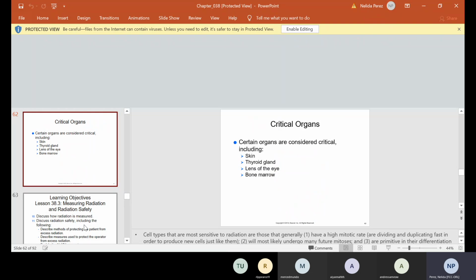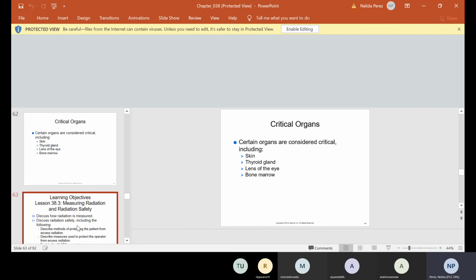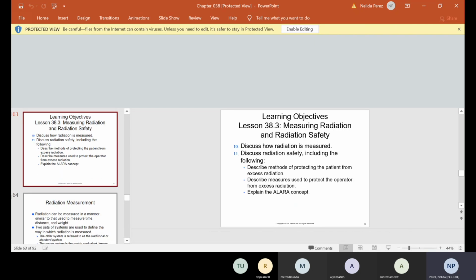Critical organs, we mentioned these already on that little diagram: your skin, thyroid gland, lens of the eye, bone marrow. Most patients are worried about the thyroid. That is true, and I mentioned to you yesterday that some offices have the lead apron with the thyroid collar. Some offices just have the thyroid collar. It all depends on which office you go to.